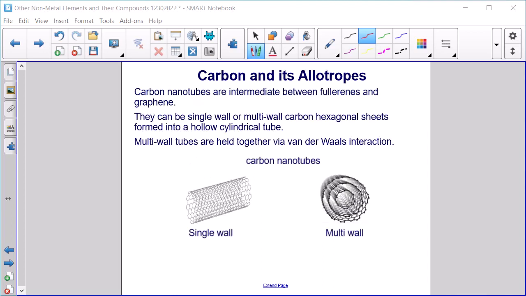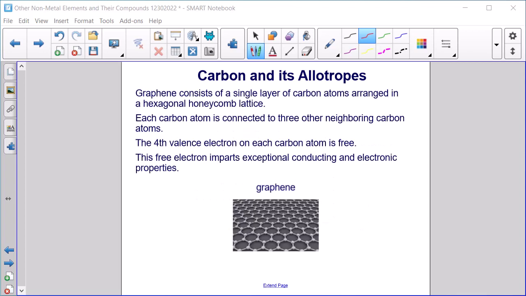Carbon nanotubes are intermediate between fullerenes and graphene. They can be single-wall or multi-wall carbon hexagonal sheets formed into a hollow cylindrical tube. Multi-wall tubes are held together via van der Waals interactions. Graphene consists of a single layer of carbon atoms arranged in a hexagonal honeycomb lattice. Each carbon atom is connected to 3 other neighboring carbon atoms. The 4th valence electron on each carbon atom is free. This free electron imparts exceptional conducting and electronic properties.